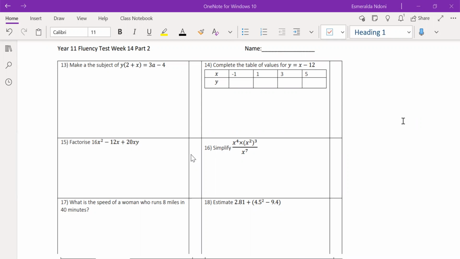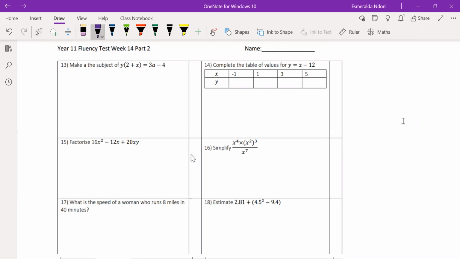Question 13, make A the subject. So A is the letter that we care about. We do not care about Y or X in here, so we don't need to expand those brackets. So we'll leave the first part as it is. We do not care about them.